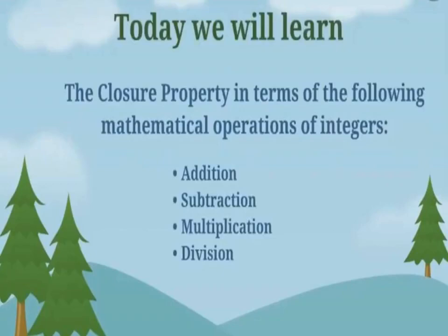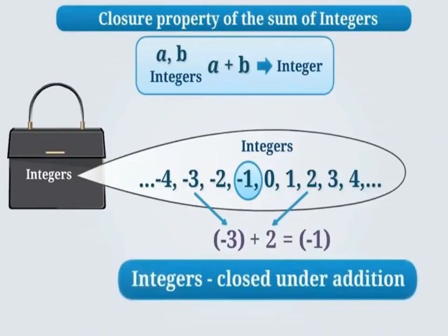Okay students, today we will learn the first property, the closure property, in terms of the following mathematical operations of integers: addition, subtraction, multiplication, division. Suppose you take a and b, any two integers. If a plus b is also an integer, then we say that integers are closed under addition.